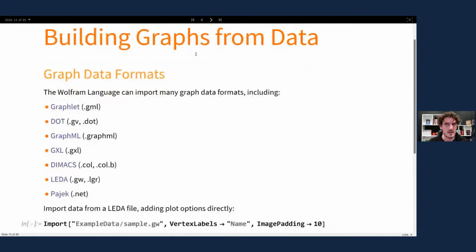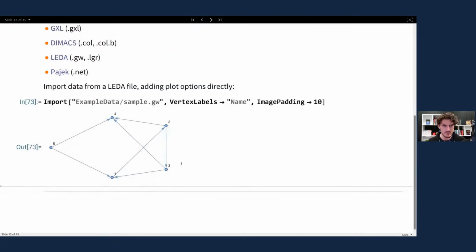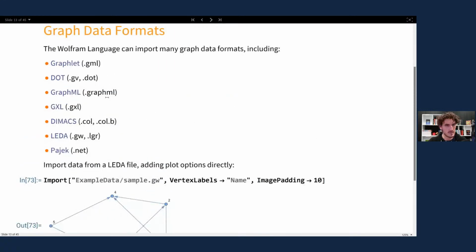And then this is something I talked about at the start. We can just import a .gw file and show it. So yeah, and this is just one of many file formats, data formats that we support that will give you a graph.